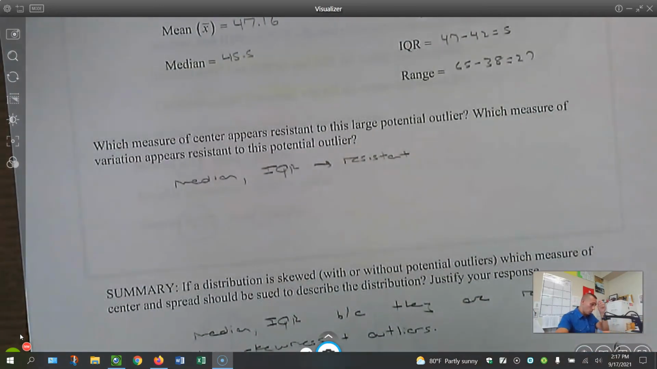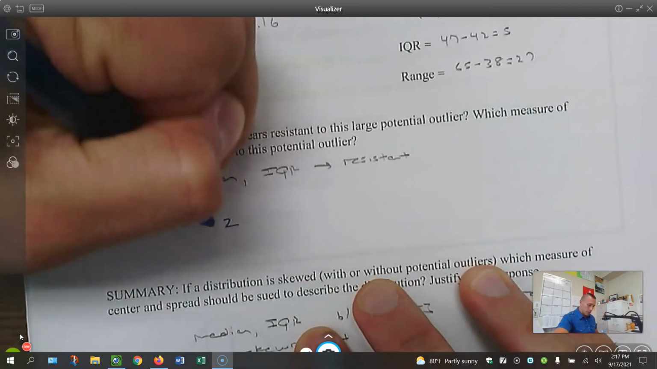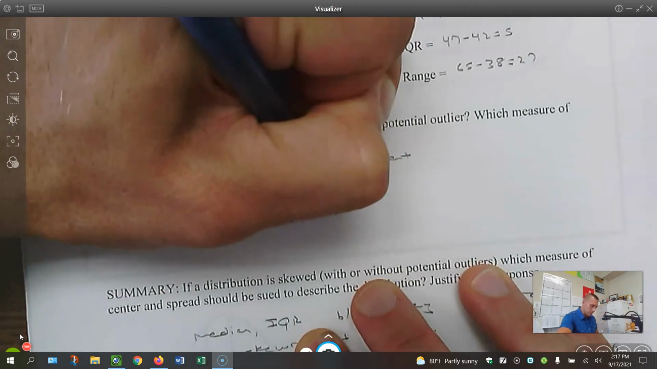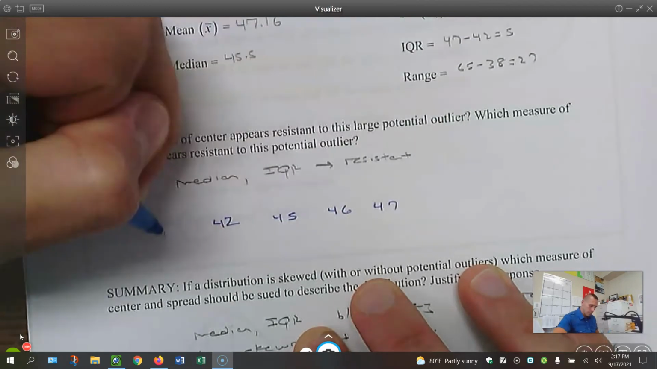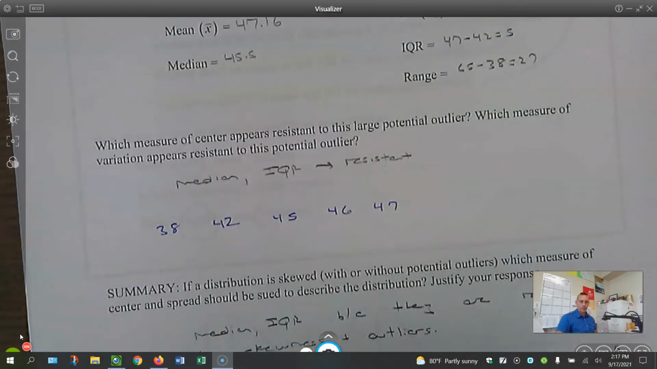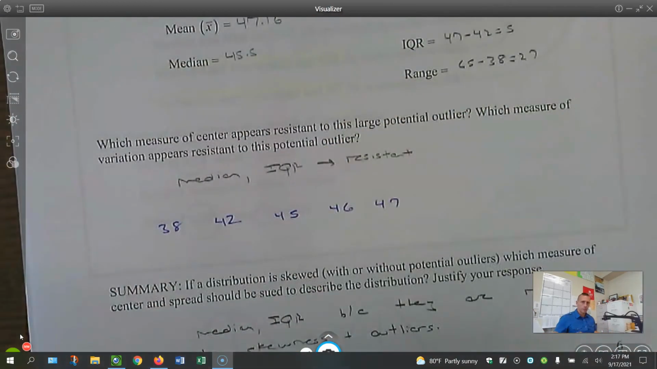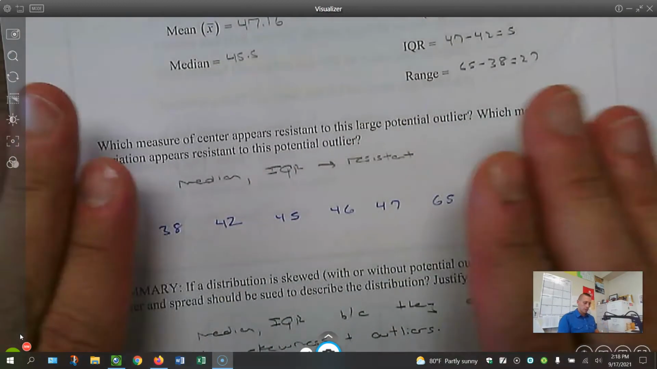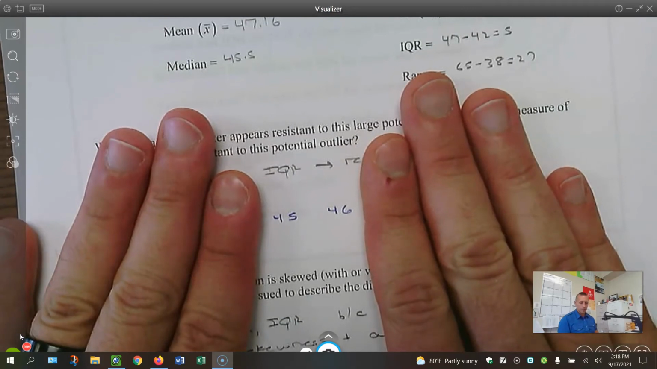Essentially, if you want to look at why, I'll show you. So if I list the data least to greatest, 38, and I find the median, it's 45. Now I have this other data point, 65, this new student, and I find the median, it would be the average of those two numbers.